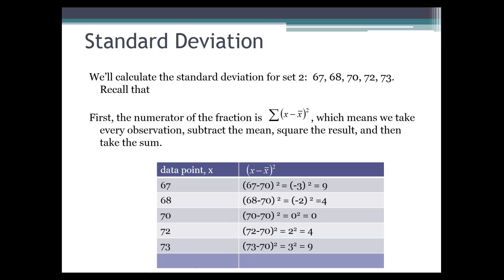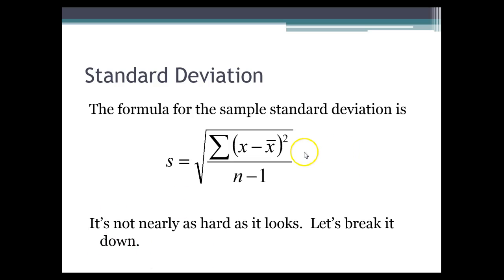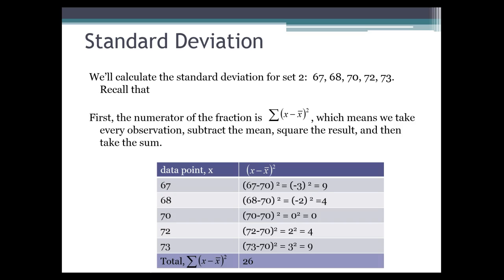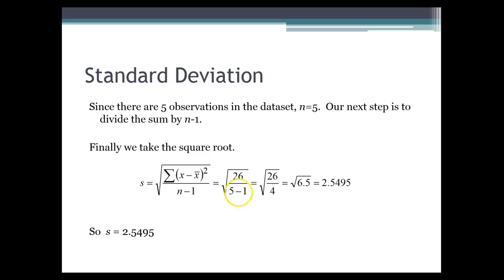All right, so if we go back to this formula, that means the top part of this formula here is 26. Now we need to divide by the sample size minus 1. Well, there were 5 observations in our sample. 5 minus 1 is 4. So we're going to take what we just calculated and divide it by 4. Alright, and then when we do that, that gives us 6.5, and our last step is to take the square root, and we get 2.5495.